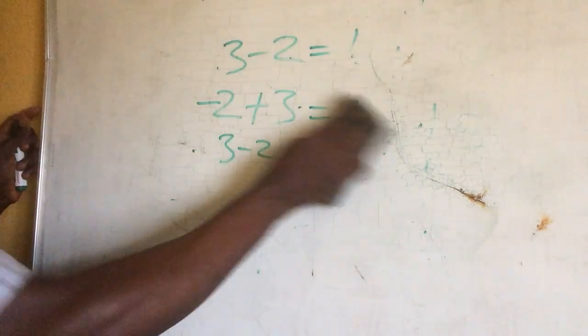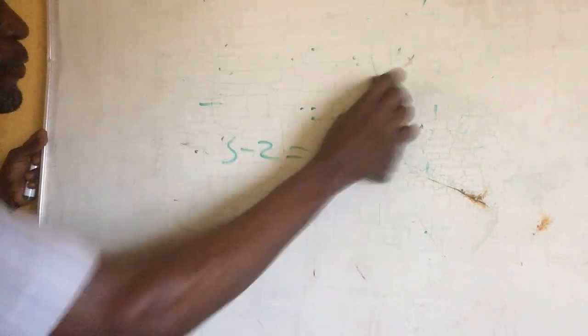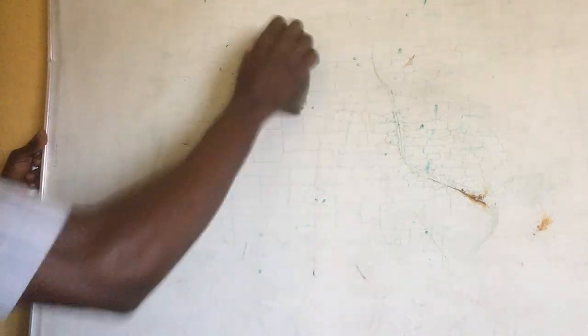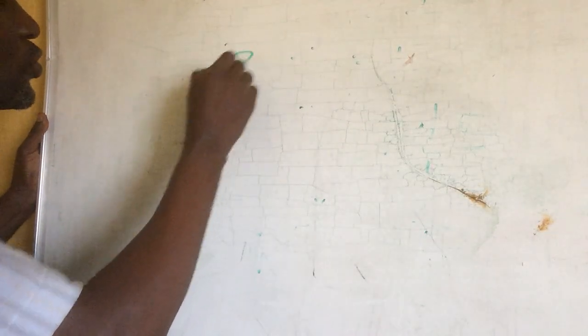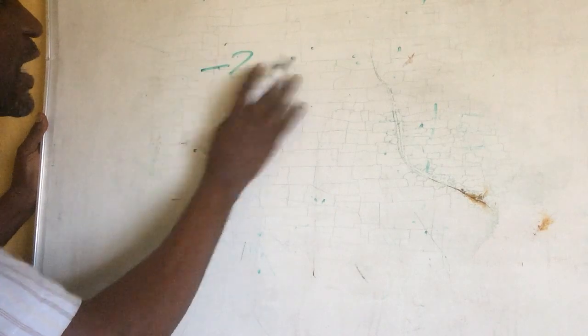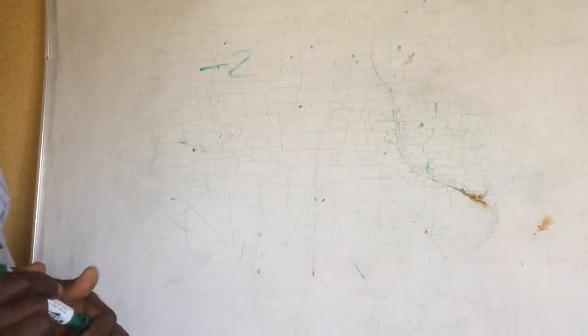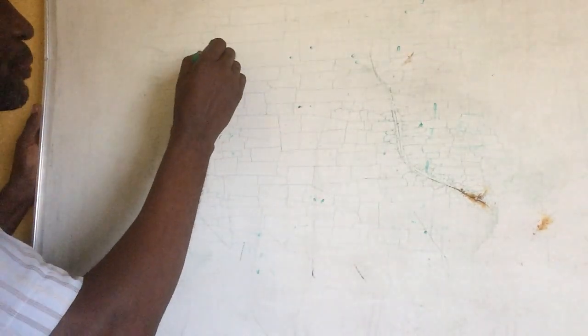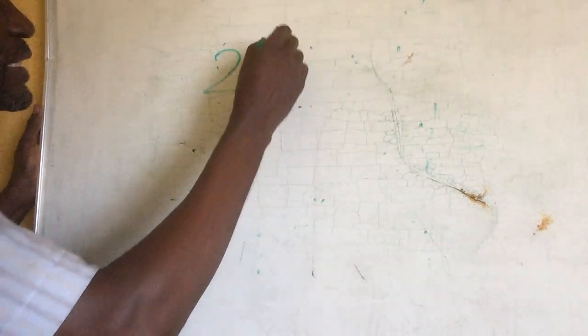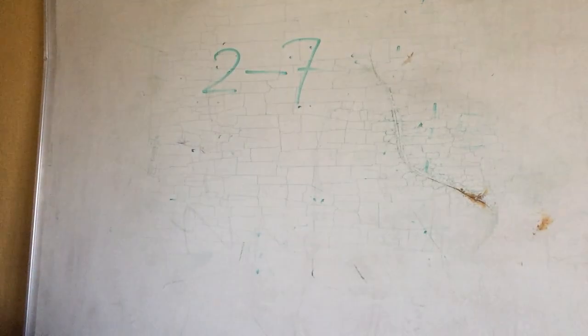So another thing that used to confuse some people that are not well grounded in mathematics is when you have 2, or 3, or any positive number subtracted by a bigger number.